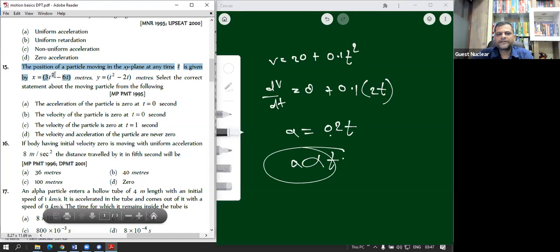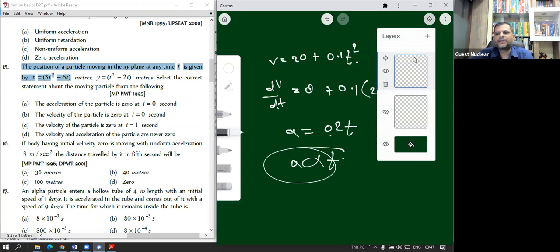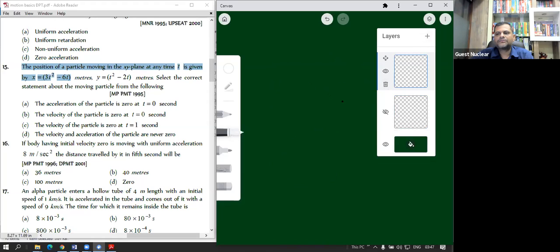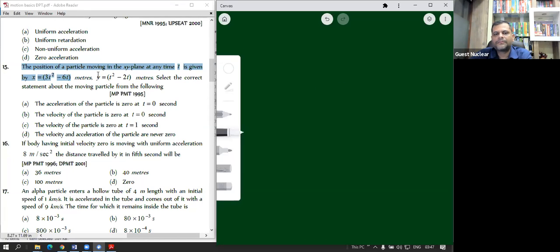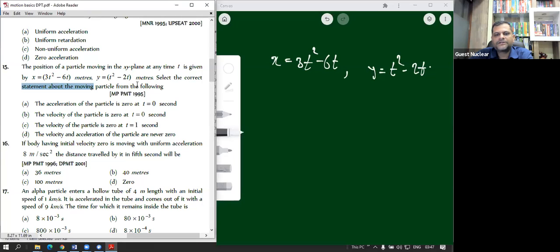The position of the particle moving in xy plane at any time t is given by the equation, that is x equal to 3t square minus 6t and y is also given to be t square minus 2t, right? Okay, so the correct statement about the particle is the acceleration of the particle is 0 at time t equal to 0. Let us check. Can you find out acceleration?